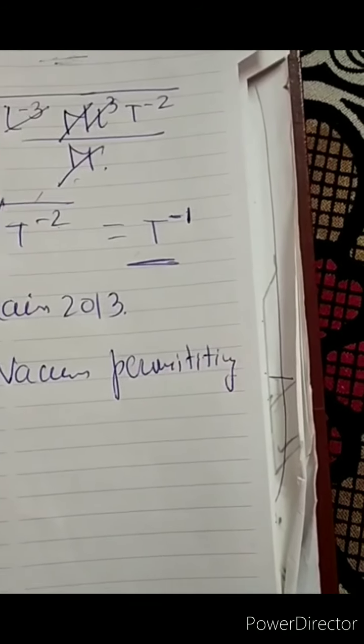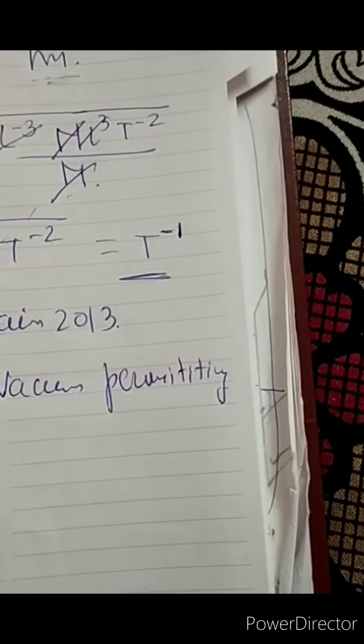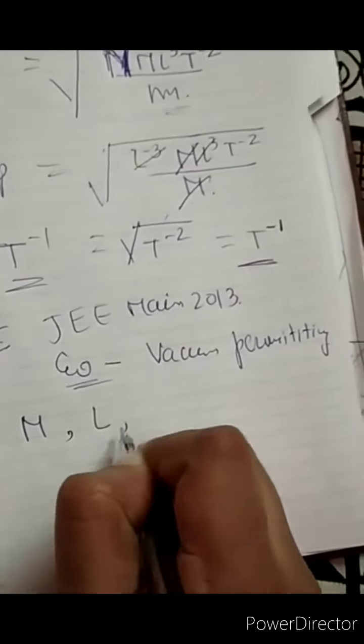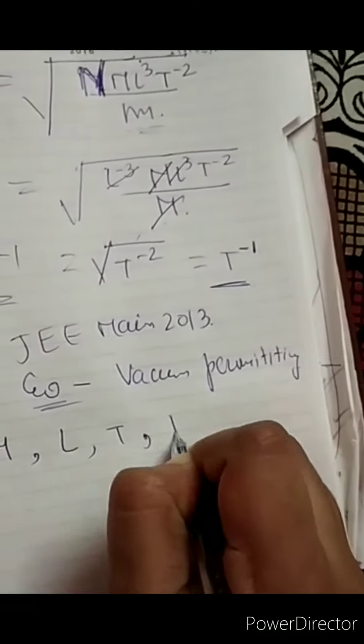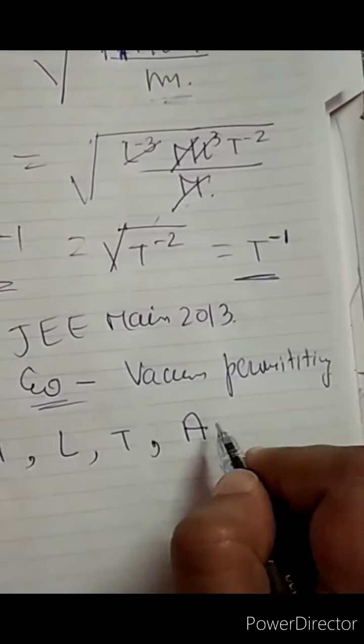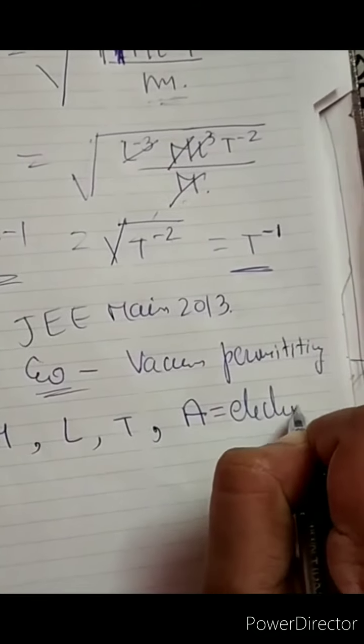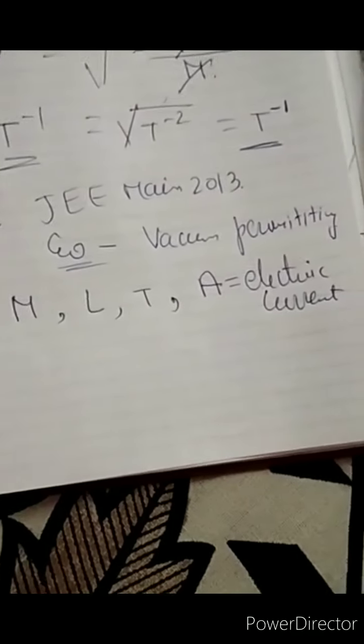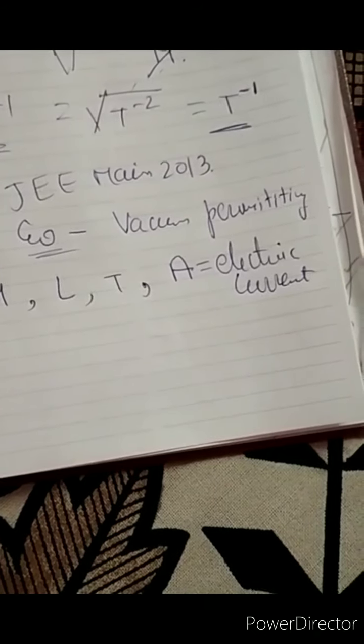If M is for mass, L is for length, T is for time, and capital A is for electric current, they want to know which option is correct.